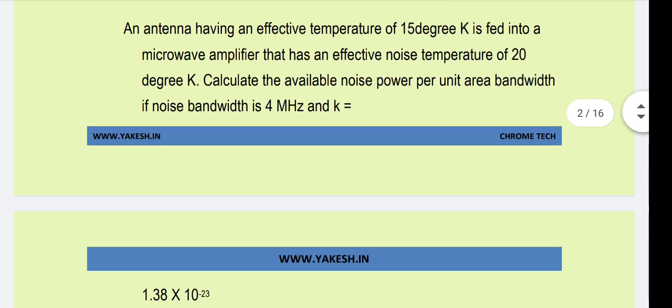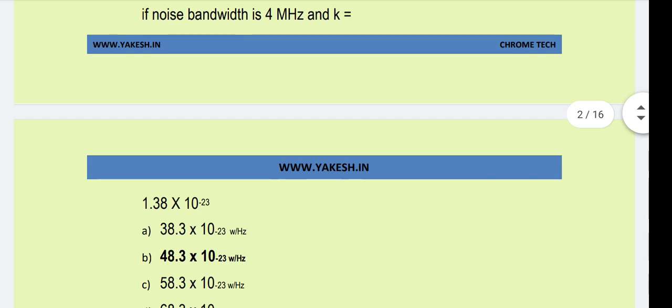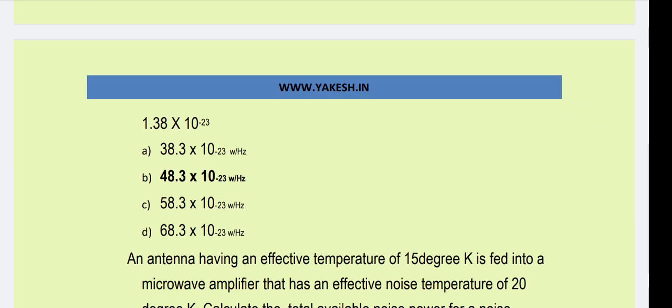An antenna having an effective temperature of 15 degree K is fed into a microwave amplifier that has effective noise temperature of 20 degree K. Calculate the available noise power per unit bandwidth if noise bandwidth is 4 MHz and K equal to 1.38 into 10 to the power minus 23. Option B is the correct answer, 48.3 into 10 to the power minus 23 watt per hertz.